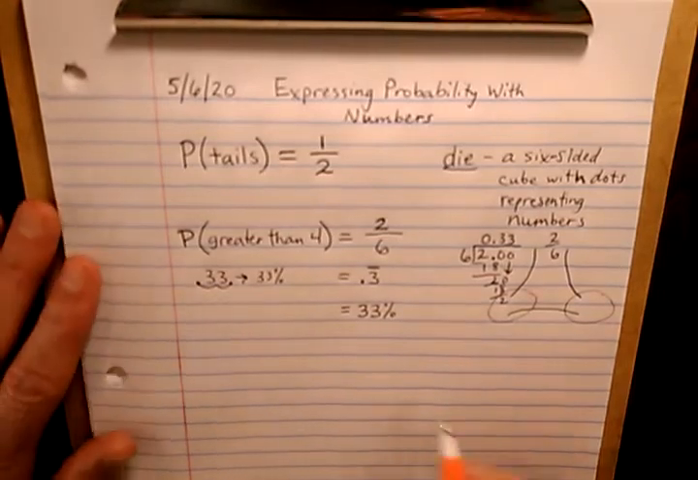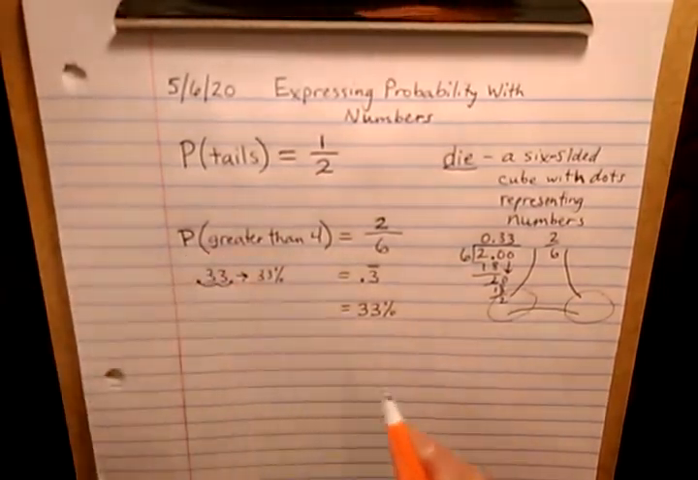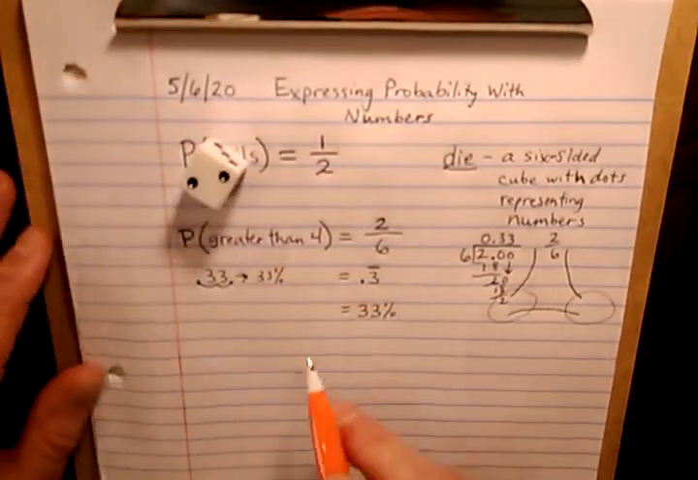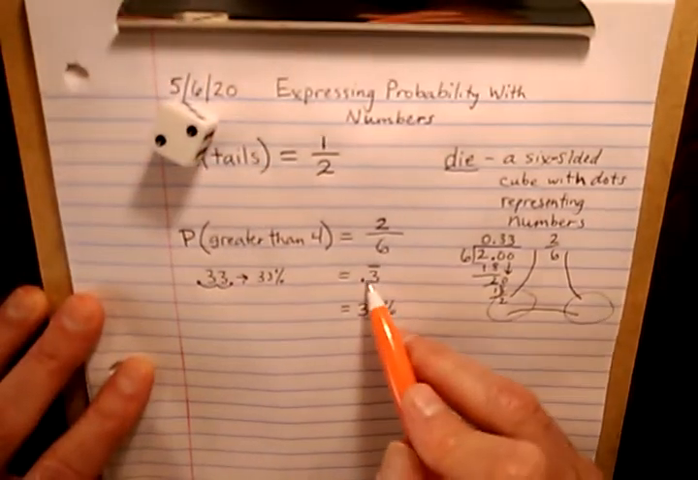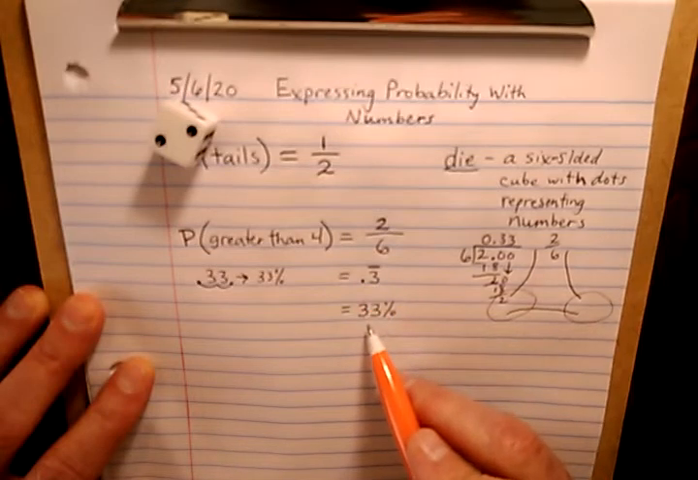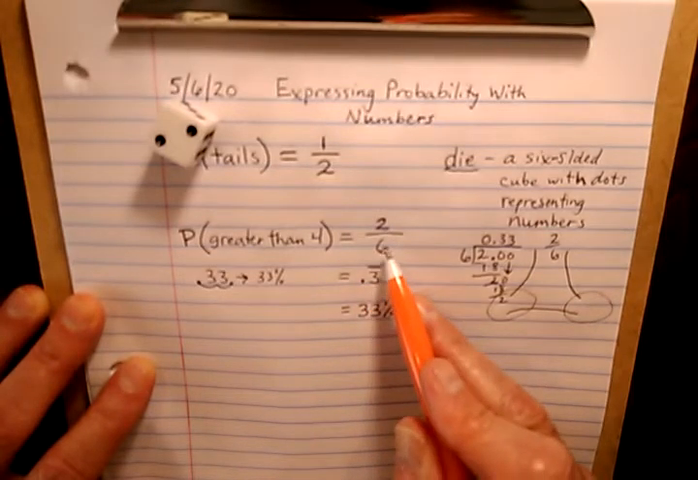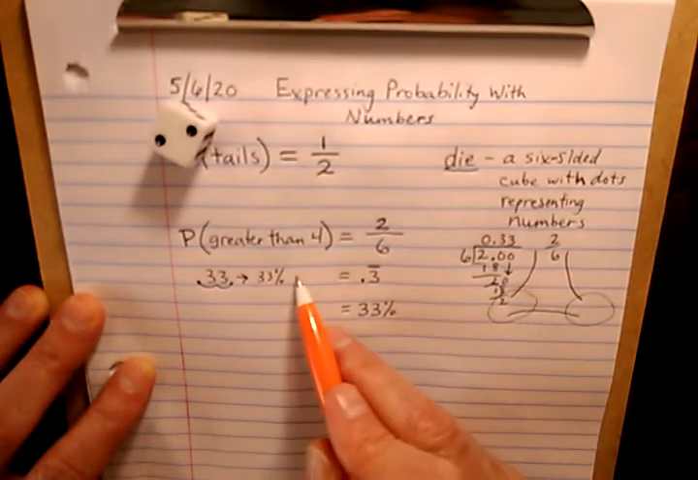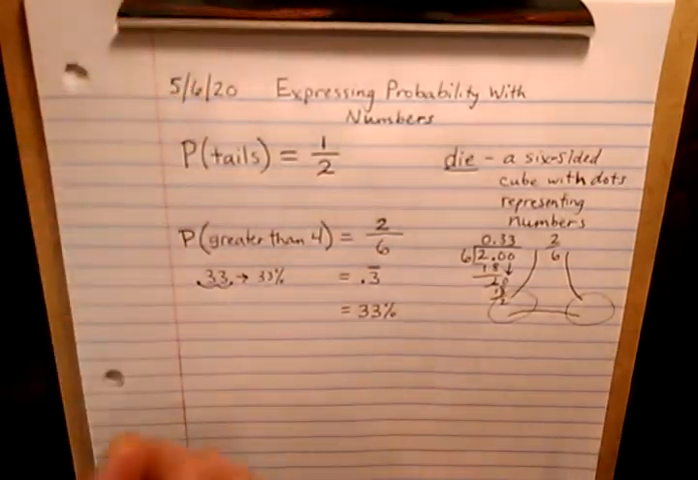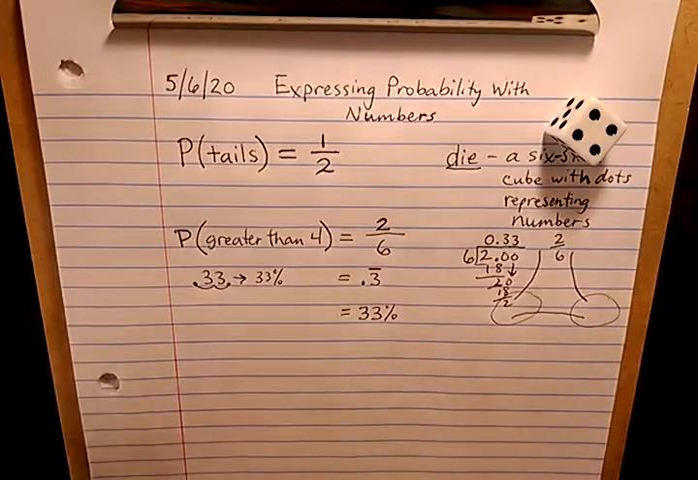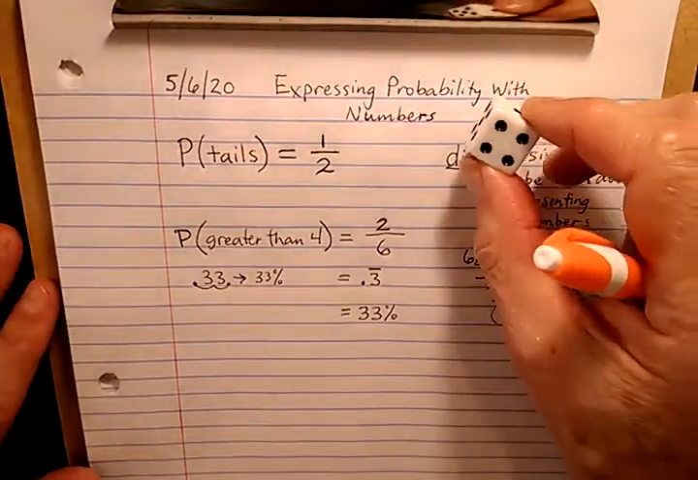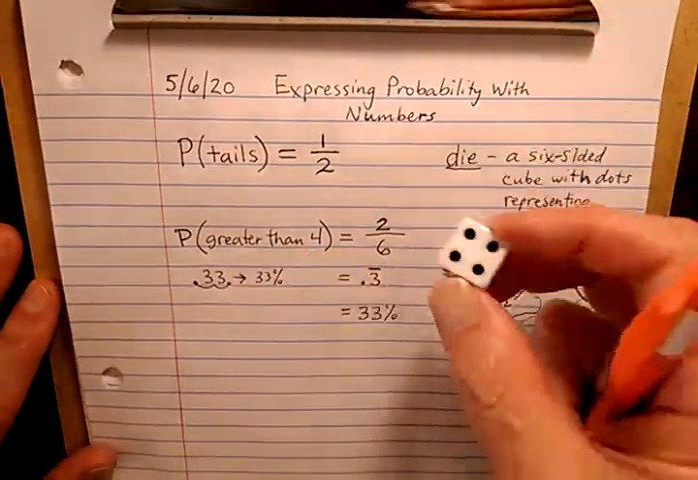So that means that the probability of rolling a die and getting a number greater than 4 is 2 out of 6, which is the same as 0.3 repeating, and that's the same as 33%. So all of those are good answers for this question. Let's roll it and see what happens. See if I can get a number greater than 4. No, I got 4, but that didn't work because I wanted greater than 4. That's all right.